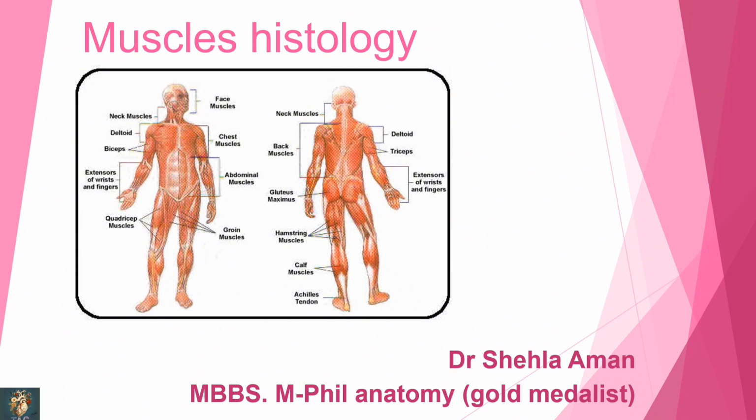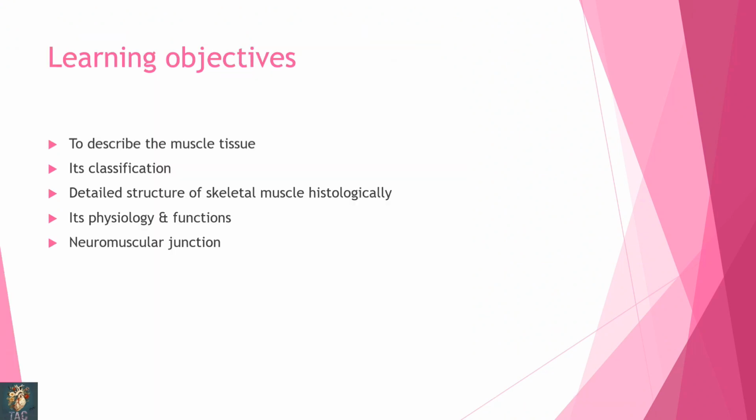In today's class we are going to discuss the histology of the muscle. The learning objectives for today's class are to describe the muscle tissue, its classification, the detailed structure of the skeletal muscle histologically, both its physiology and function, and also we will discuss the neuromuscular junction. So in today's class we are going to discuss each and everything about the skeletal muscle.